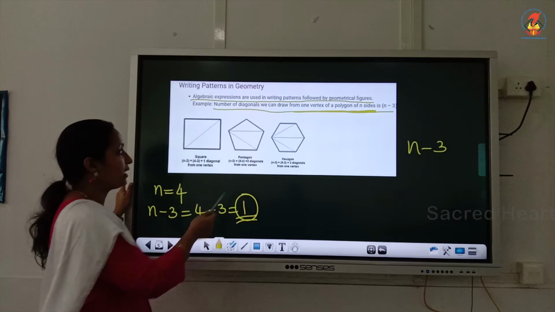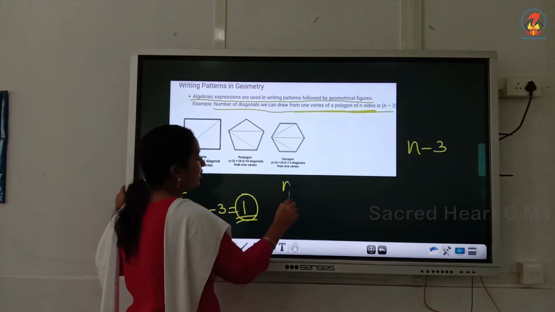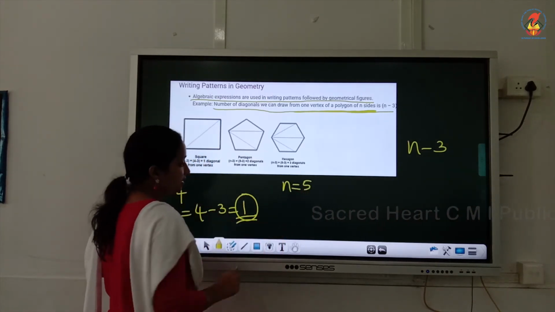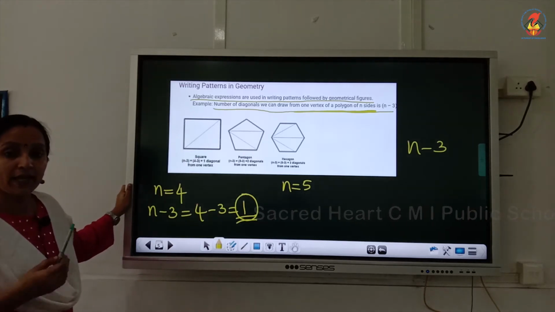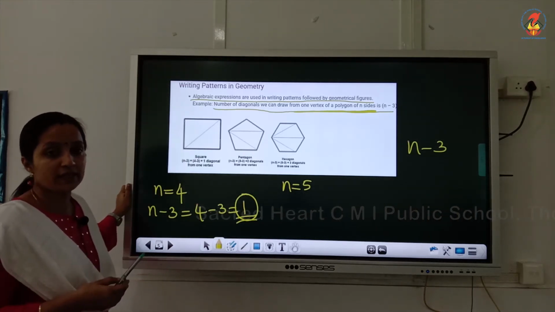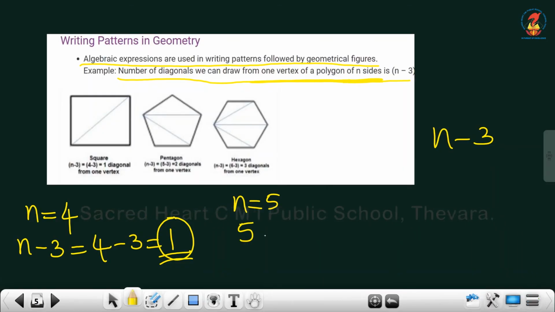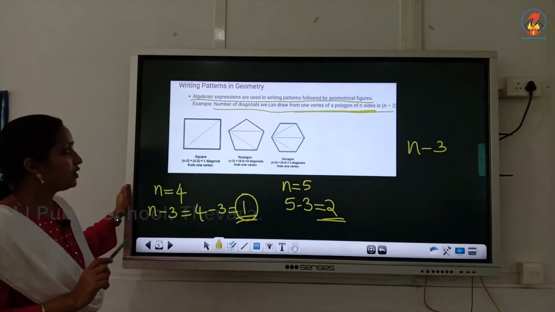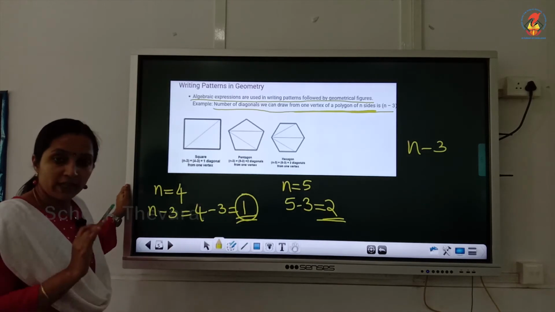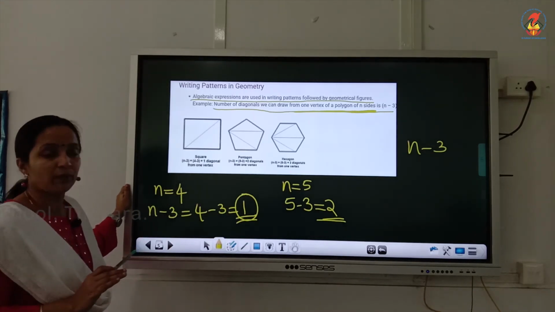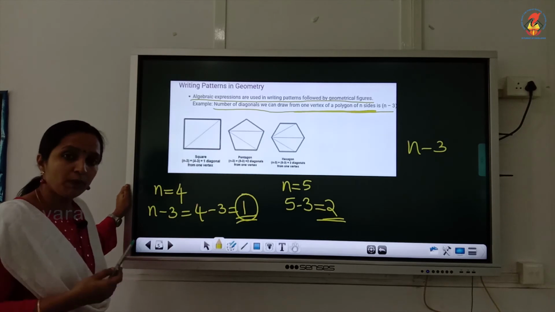Okay. Suppose take this pentagon. Pentagon means 5 sides are there. Now we have to find how many diagonals we can draw from one vertex of this particular polygon. What is the formula? N minus 3. That means 5 minus 3. What is the answer? 2. So what is the meaning? We can draw 2 diagonals from one vertex of this particular polygon.